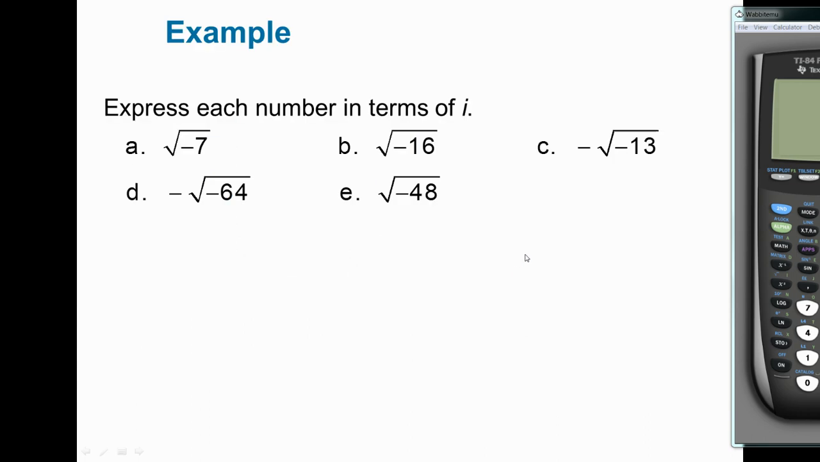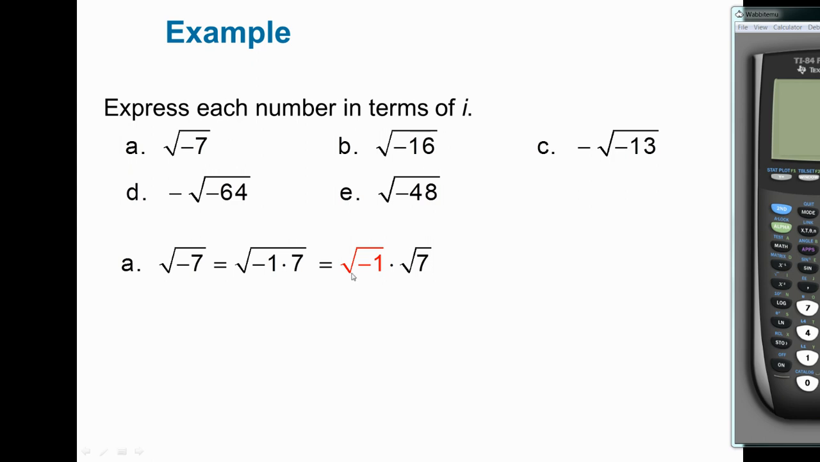Express each of these terms in terms of i. All right, there are five of them. So what we do is we take this radicand, negative 7, and express it as the product of negative 1 times 7. And then we separate each of these two terms under their separate radical symbols.